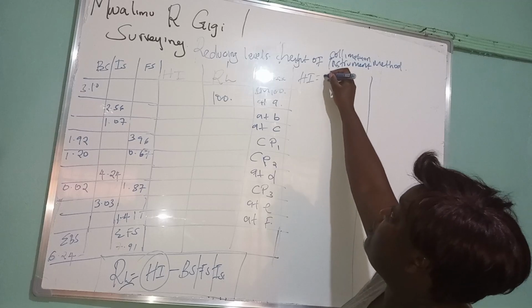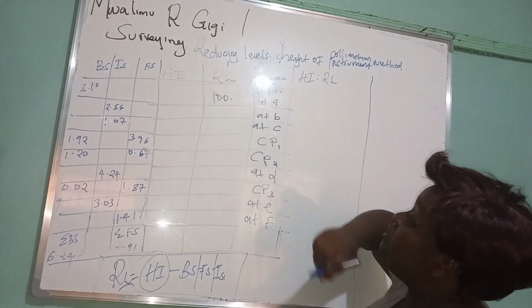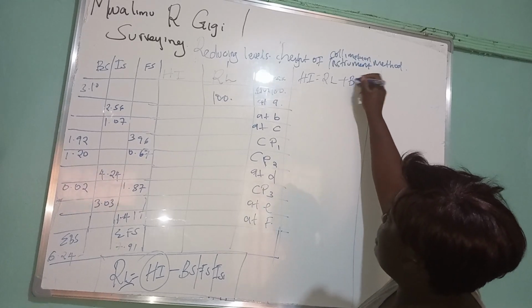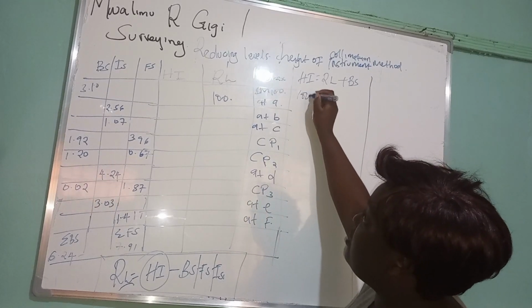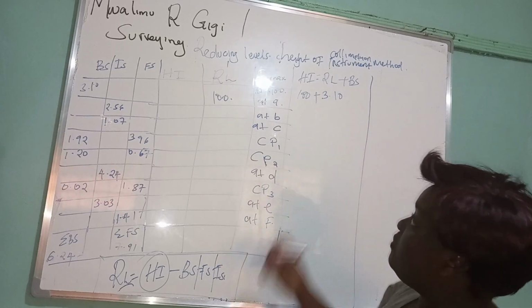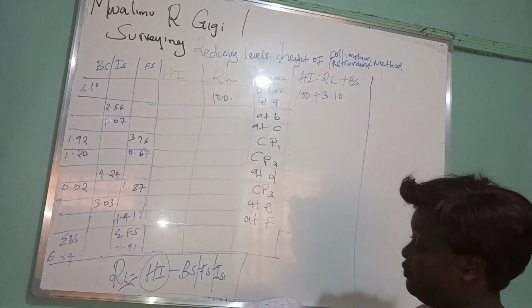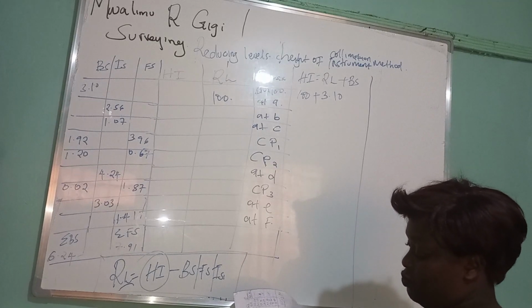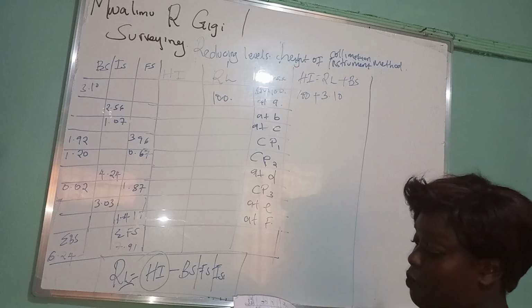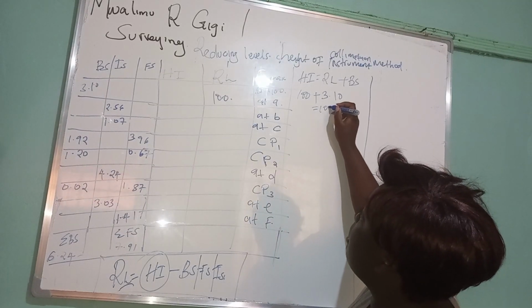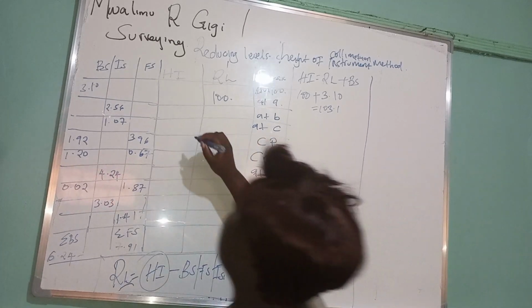The height of instrument will be reduced level plus backsight. So our reduced level is 100 plus backsight, which is 3.10. So 100 plus 3.10, which is 103.1. So the height of instrument is 103.1.